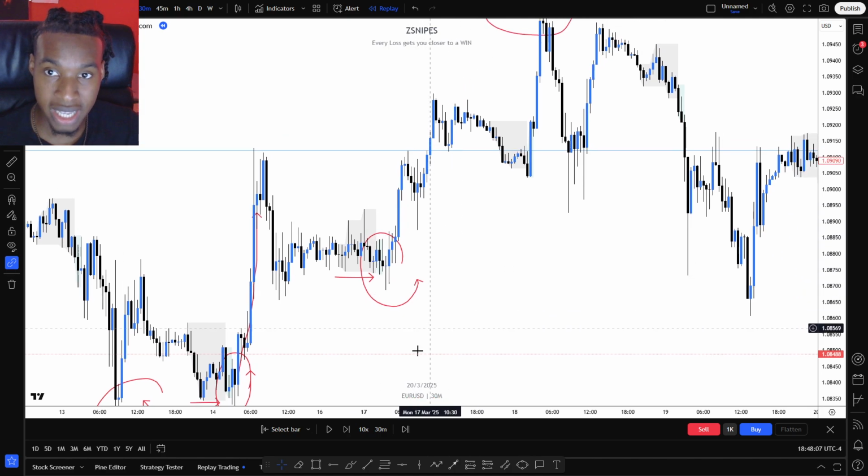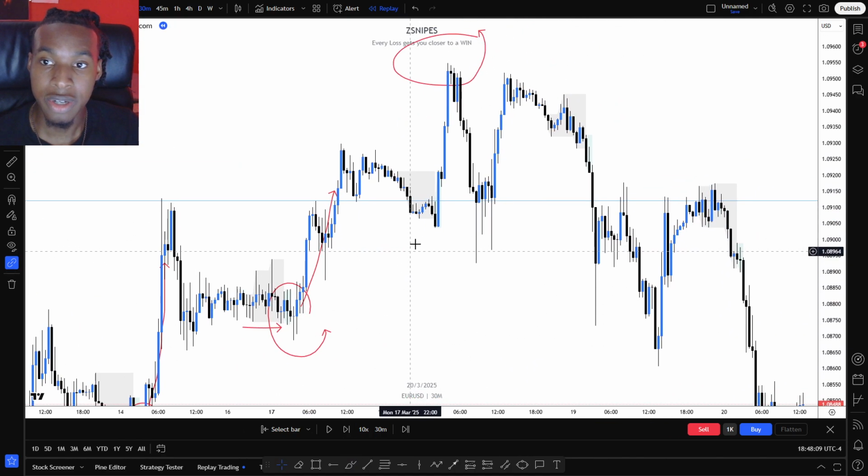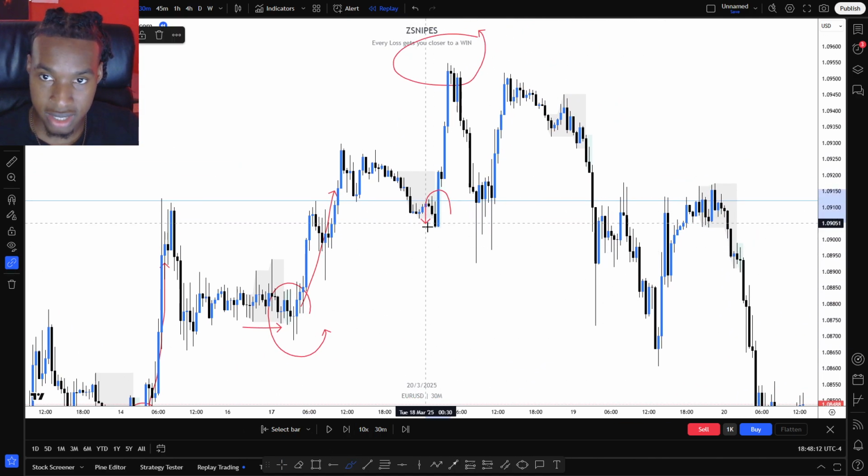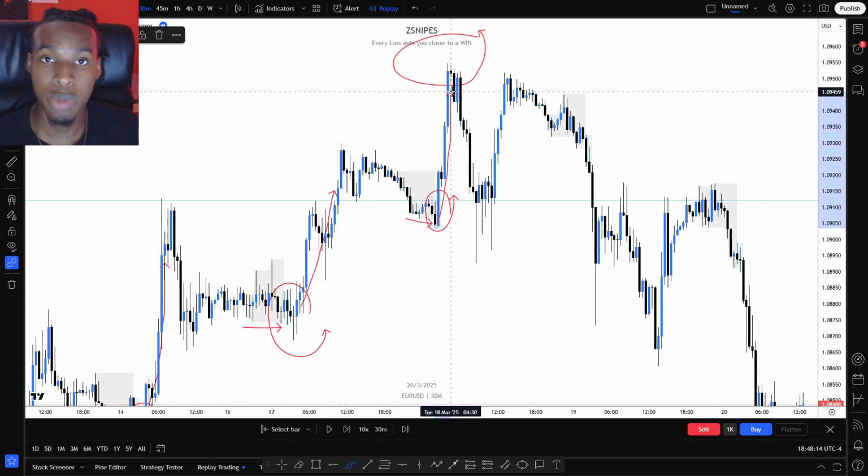We're going to manipulate lows and we're going to explode higher. You guys can see here this last candle, manipulate lows, and we're going to explode higher. That's how you know we are in a bullish order flow.